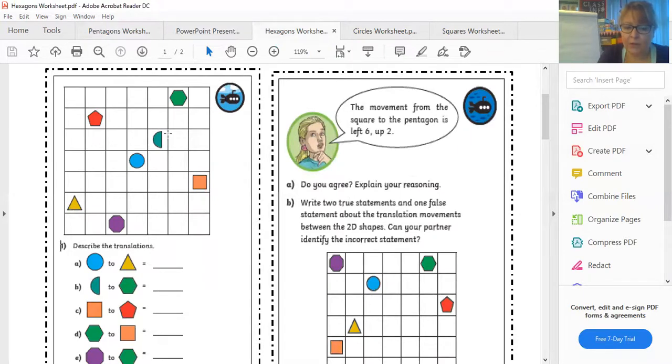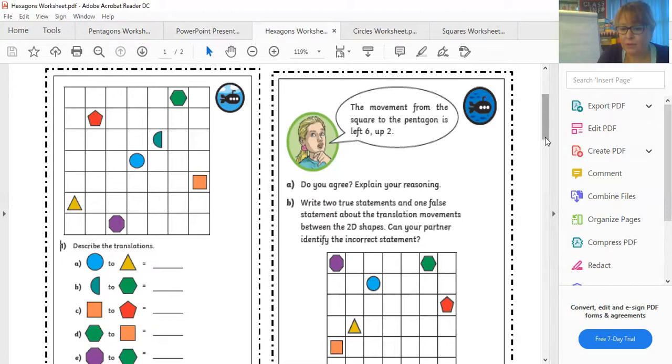All right. Semicircle to hexagon. Now you could go that way and across. You could go there and up. You know, the same with the circle to the triangle. You might go down first and across. You might go across and down. All right, it depends which way you decide. So that's your first question.